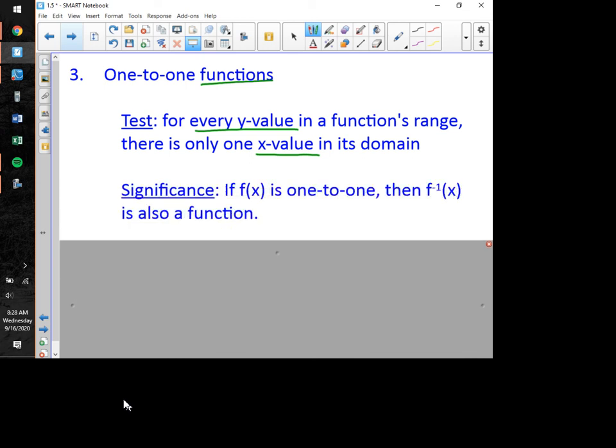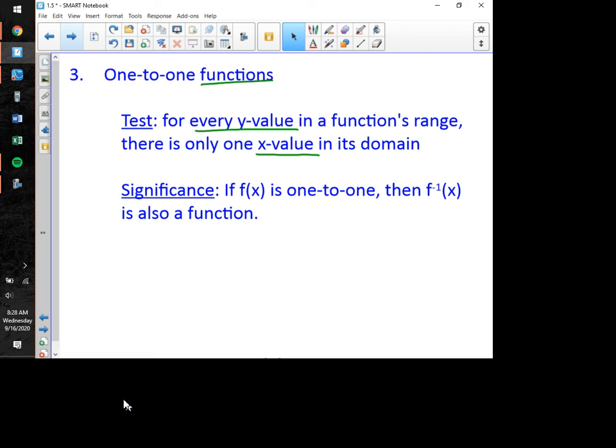And the significance of this is what gets lost sometimes. If a function is one-to-one, then its inverse exists. That's the way your author would say it. I wrote it out here by saying then f inverse of x is also a function. So that's the significance, everybody, of a function being one-to-one. If it is one-to-one, then its inverse is also a function. If a function is not one-to-one, then its inverse is not a function.